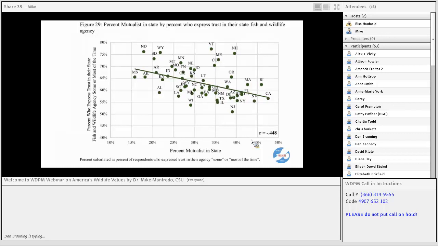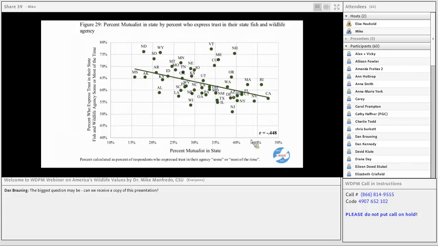Here's another one that looks at whether or not the people in a state trust their state fish and wildlife agency. And I do have to point out that trust in state fish and wildlife agencies is way above federal government and state government. I don't have that graph in here. We'll have it in the final report. So we're dealing on the positive side of trust to begin with.